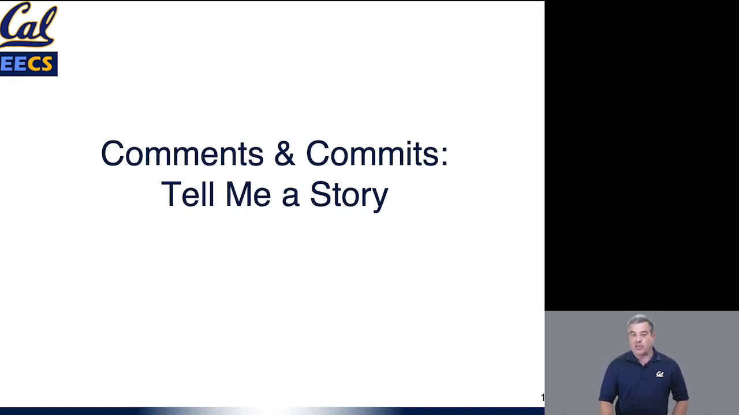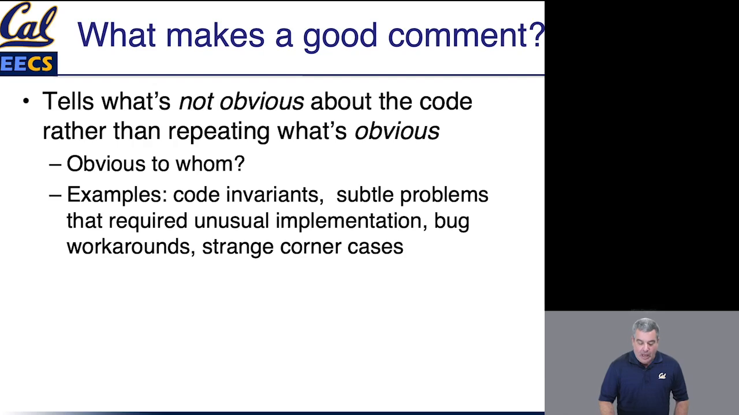And I like to say that a good comment is really there to tell you a story that you can't deduce from the code. So let's see what that means. A good comment, and this is not just me, this is John Ousterhout, a professor at Stanford who's also a brilliant software engineer. Basically, he sums it up as comments should tell you things that are not obvious from the code, rather than repeating things that are obvious. Now, of course, you might ask, well, obvious to whom? I mean, if you're writing the code, maybe there are things about it that are obvious to you, but they're not obvious to other people.